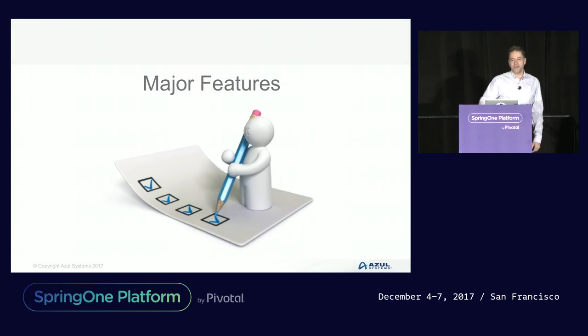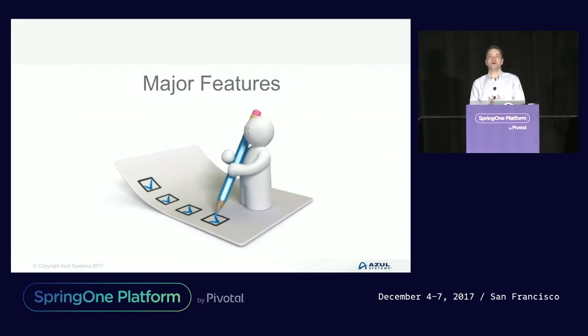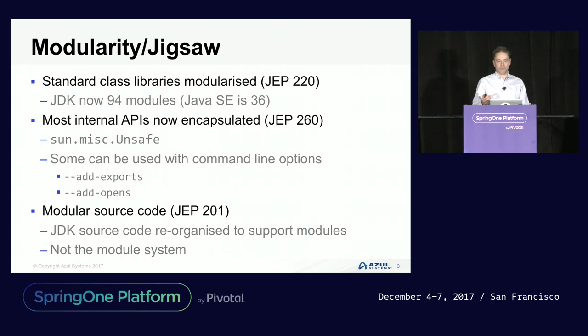Right. What I have done is I've divided this up into a number of groupings of the new features that we're going to talk about. And we'll start with the big features, the major features in JDK 9. Obviously, the biggest one is modularity, the Java Platform Module System, or Project Jigsaw.